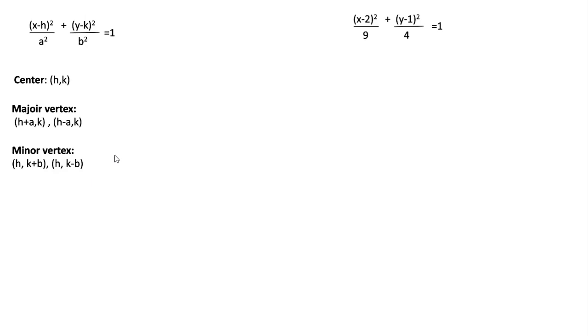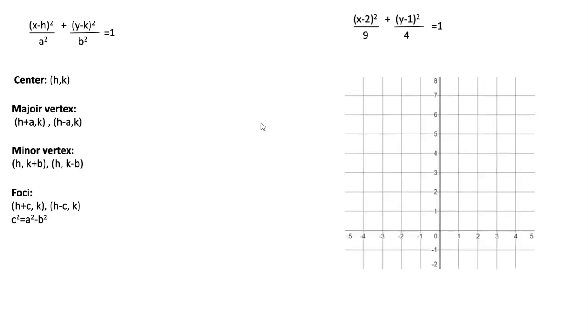The other thing that we want to look for is our foci. So we have to find c. C squared is a squared minus b squared. So c is going to be the square root of a squared minus b squared. So it's the square root of the difference of our denominators. And again, we're going to move along the axis that goes through the major vertices. So (h plus c, k) and (h minus c, k). Okay? And we can take a look at this example over here.